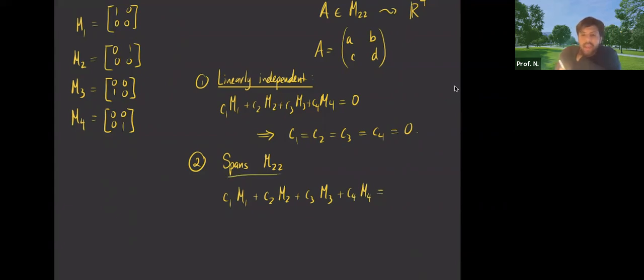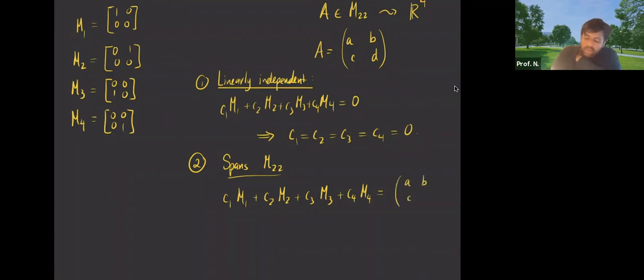When you say something spans, it means what? It means that any element, or any matrix, for example in M22, can be written as a linear combination of M1, M2, M3, M4. So choose an arbitrary one. What's some matrix in M22? Well, it's the matrix that has a, b, c, and d in it. This is an arbitrary matrix.